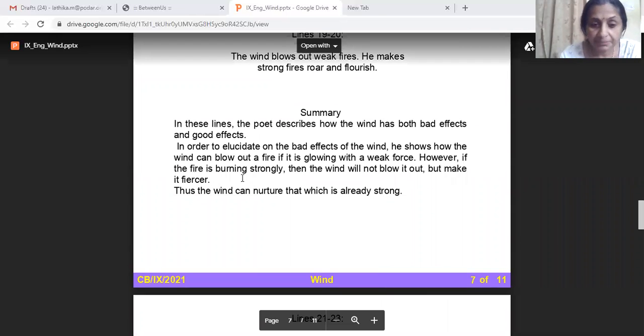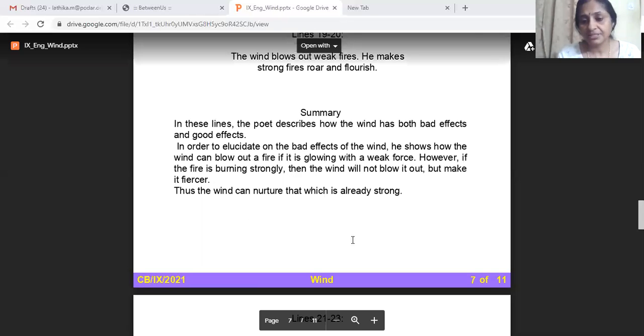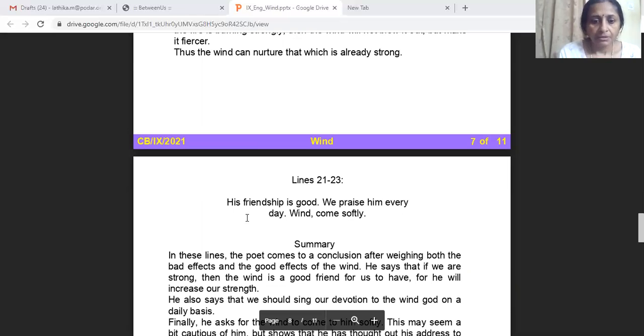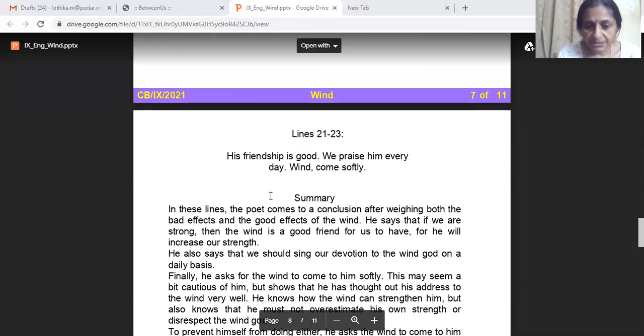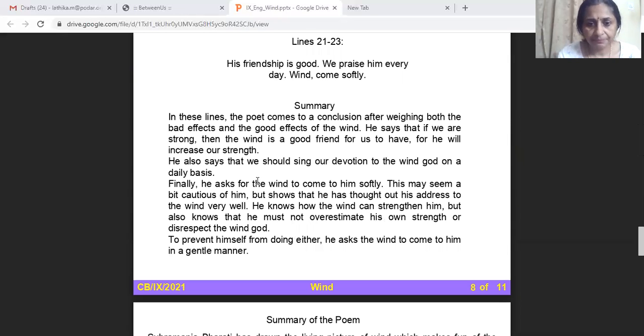If the fire is burning strongly, then the wind will not blow it out, but make it fiercer. It's in the forest wind. Okay. So the wind can nurture that which is already strong. If you are strong enough, you can become even stronger with the help of the wind. His friendship is good. We praise him every day. Wind comes softly.